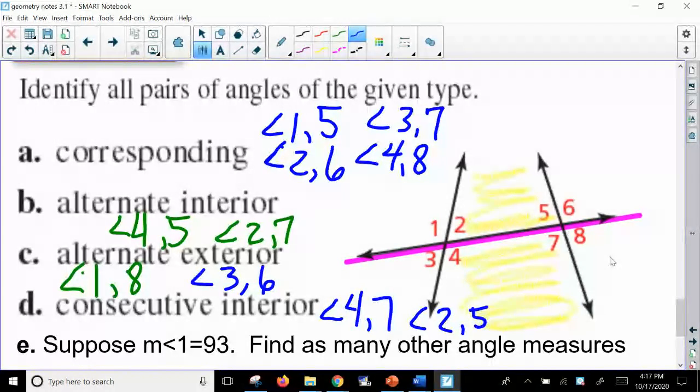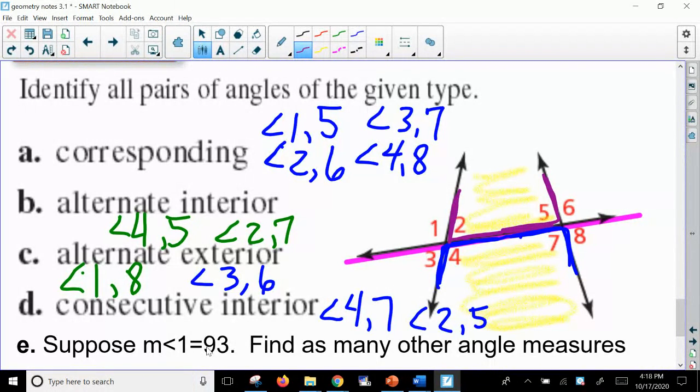And remember, consecutive interior angles make the square C. So here's angle 4, here's angle 7. See, the square C is sideways, okay? Same thing with angle 2 and angle 5. There's angle 2, there's angle 5. Square C.